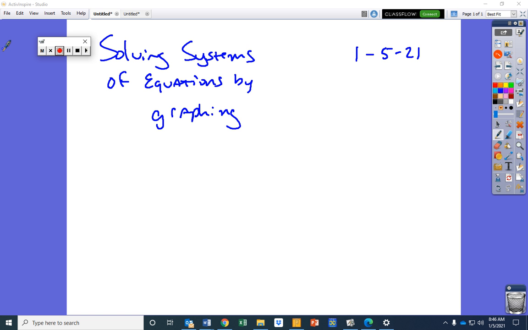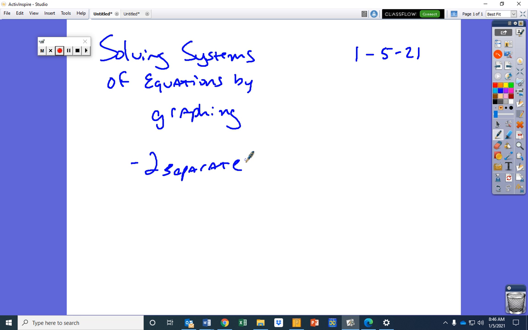Here we go. Okay, so solving systems of equations. First of all, a system of equations is two separate equations. But the thing about them is these two equations will have something in common. When you graph these two equations, there's a point on the graph where the x and the y values will work for both equations.